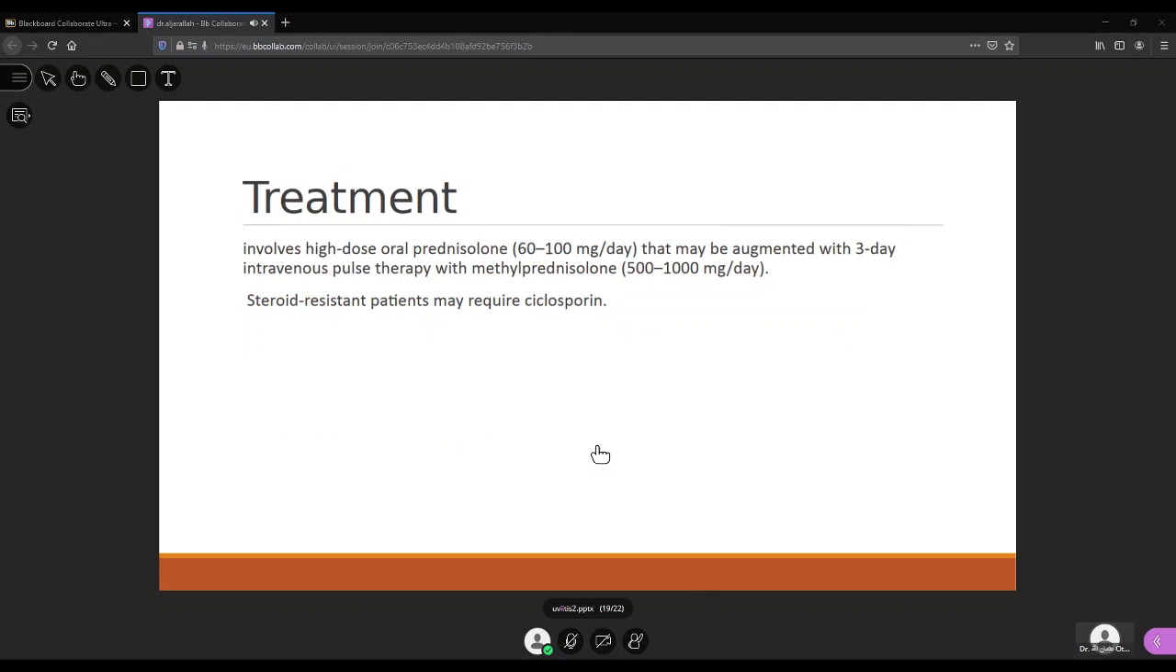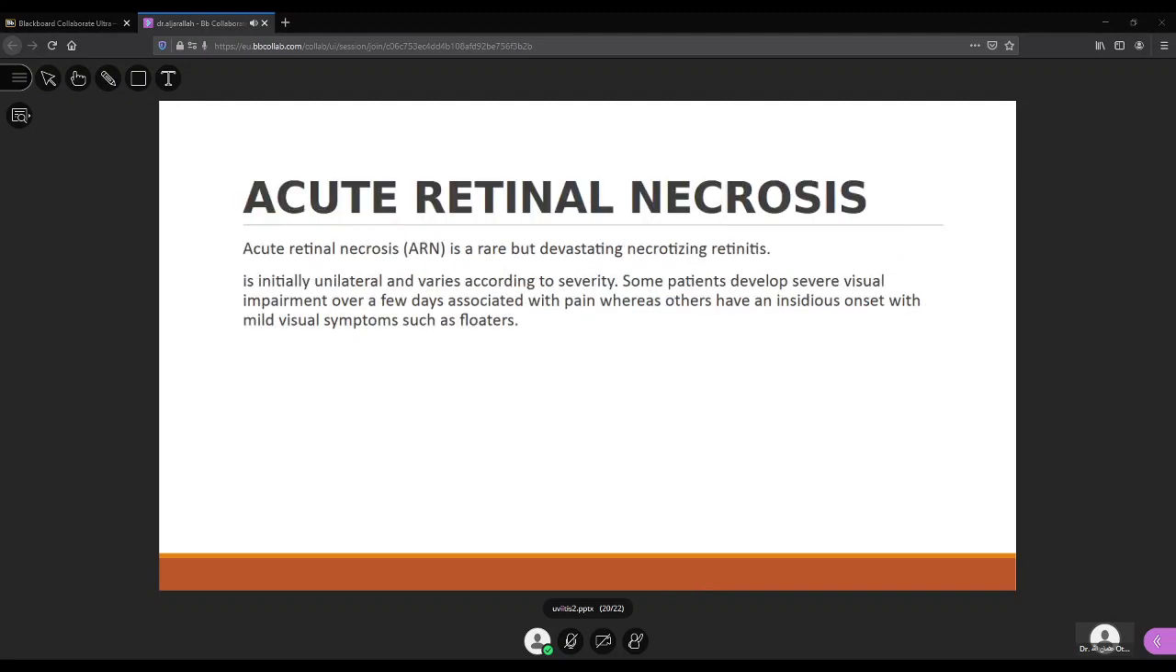For treatment you need cortisone, high dose cortisone, and in a steroid resistant patient, you may need cyclosporine. Last disease, what's called acute retinal necrosis. It's a rare but devastating necrotizing retinitis. It's initially unilateral and varies according to severity. Some patients develop severe visual impairment over a few days associated with pain, whereas others have insidious onset and mild visual symptoms such as floaters.